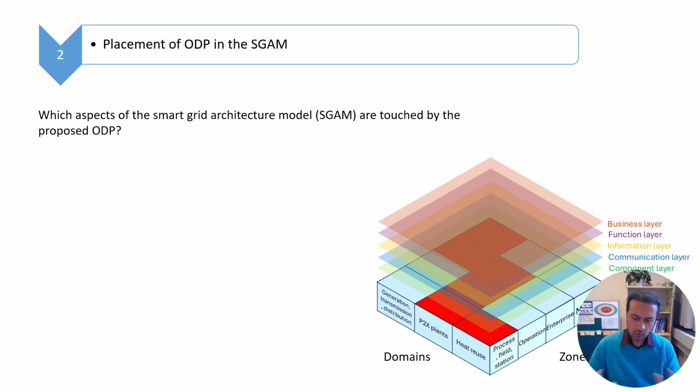Now we wanted to have a look into the energy system and see what domains and zones of the energy system are affected by this ODP. So here you can see a standard architecture diagram of the SGAM, the smart grid architecture model. With red blocks, you can see the domains and zones that are touched by the ODP. When it comes to the process, field, and station zones, we would work on the domains of heat, power-to-X plants, and waste heat reuse. So we will not focus on the power generation side.